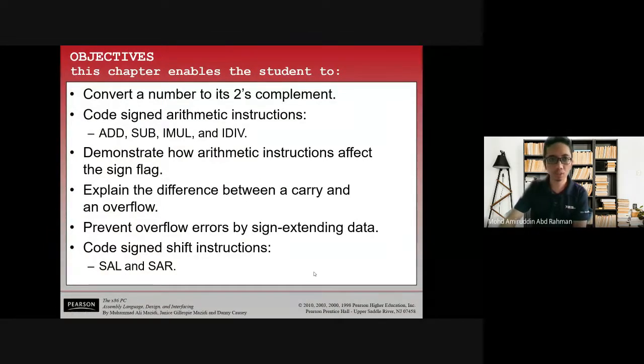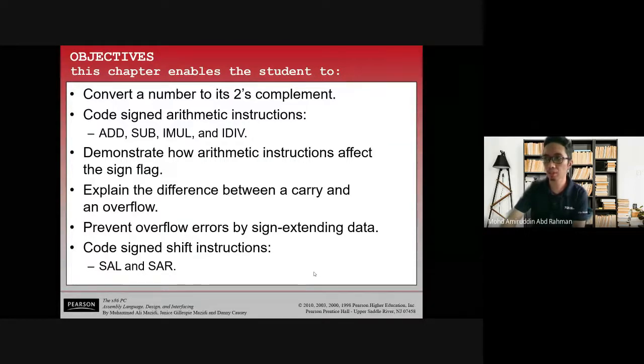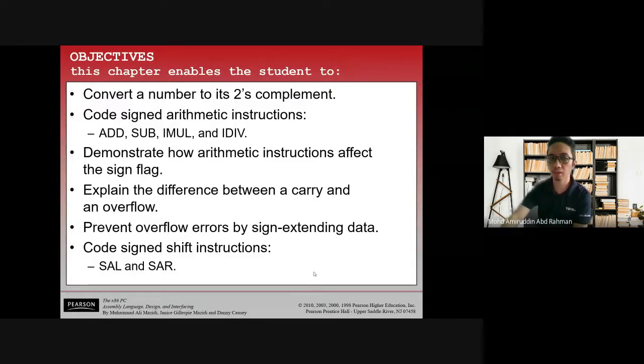So this is what you're going to learn: converting a number to 2's complement, all right? And then you will have signed arithmetic instructions: addition, subtraction, IMUL, IDIV, so signed multiplication and division. And you also have the signed shift instructions, SAL and SAR.